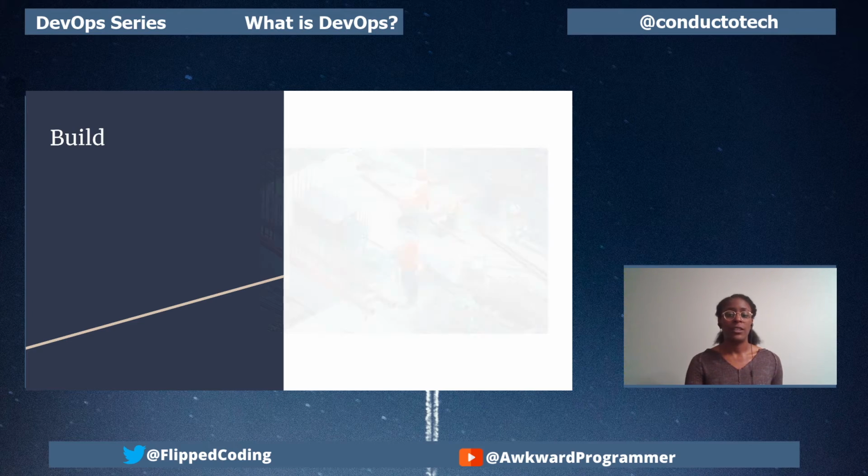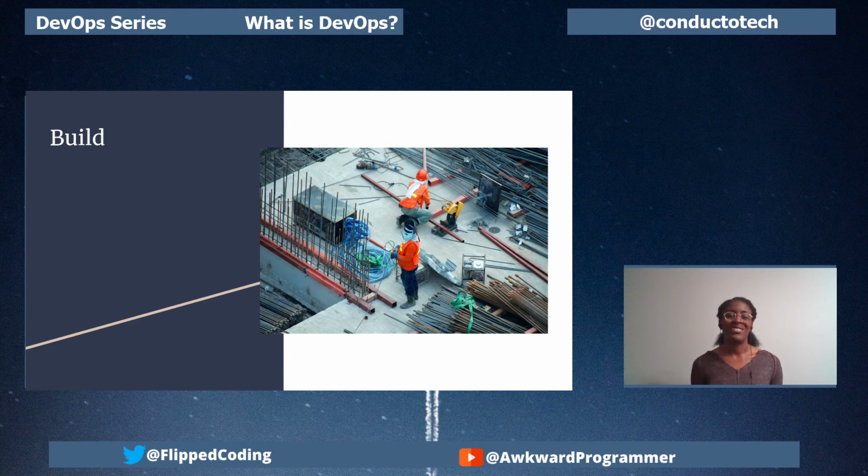The first phase is the build phase. This is where your code comes in from your version control and you start running your unit tests to see if there's any type of regressions or if there are any other issues you need to fix. This is where you get that nice little artifact that gets deployed to production at the end.